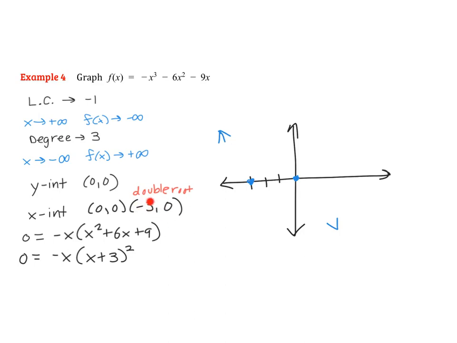And then let's talk about this double root. So I do need to touch -3 and turn around. So my graph will do this. It will touch -3 and it will turn around. But then I need to cross back over at the origin and then head towards negative infinity.